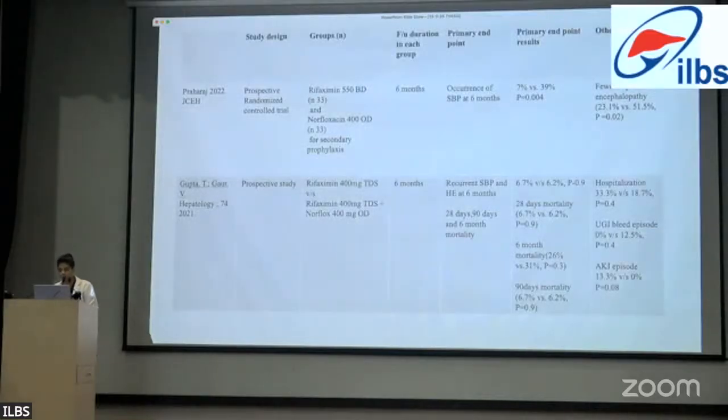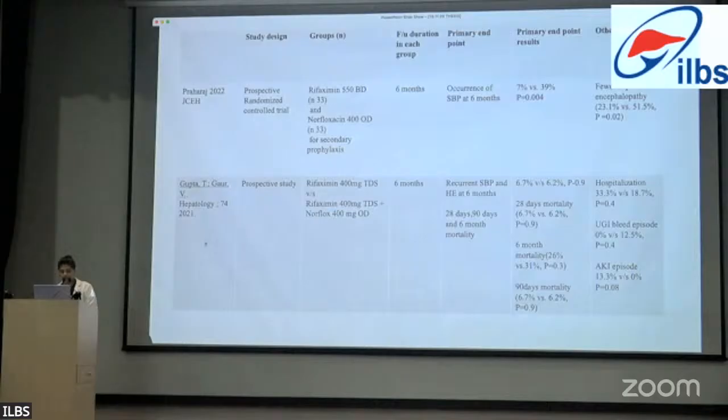Now, before moving to my study, there were 4 studies that we have seen, out of which the first study was by Praharaj et al. It was an RCT where they had used rifaximin or norfloxacin for secondary prophylaxis. The primary endpoint was occurrence of SBP at 6 months. The SBP was seen in 7% in the rifaximin arm as compared to 39% in the norfloxacin arm, with decreased new events of hepatic encephalopathy.